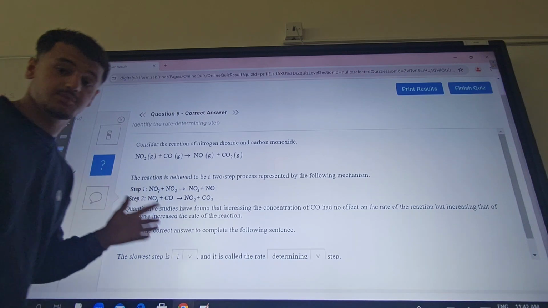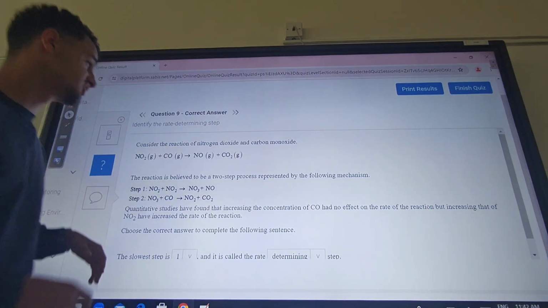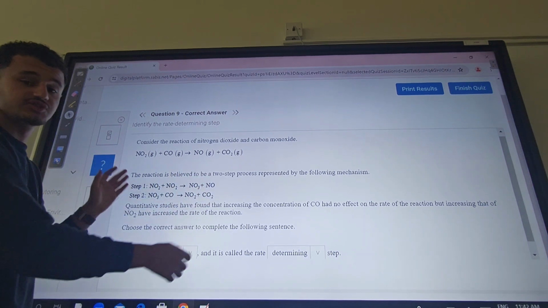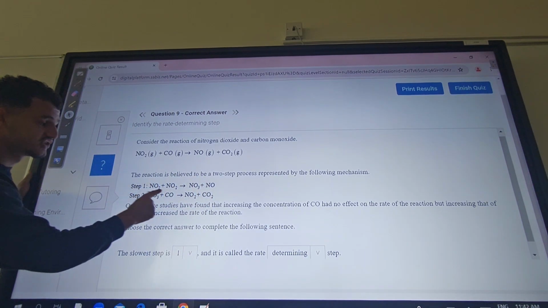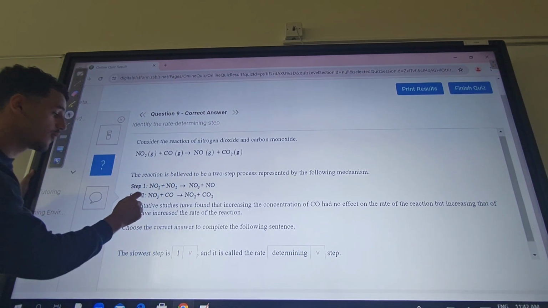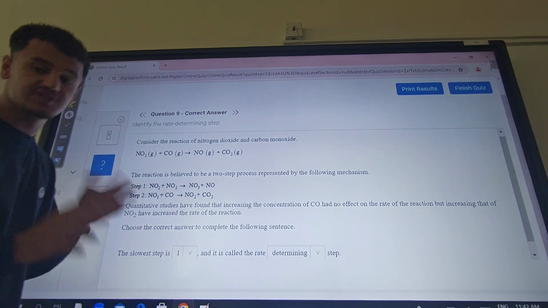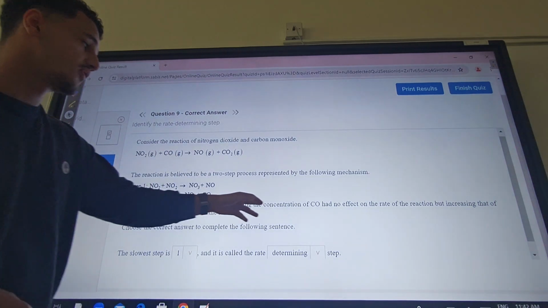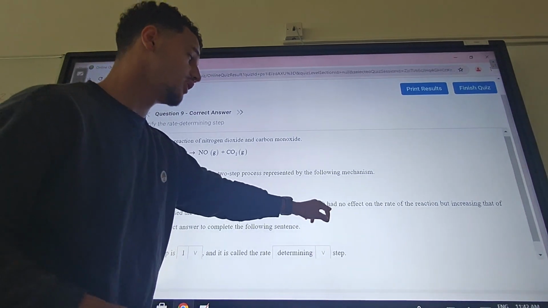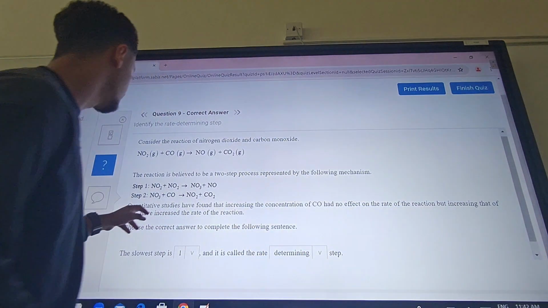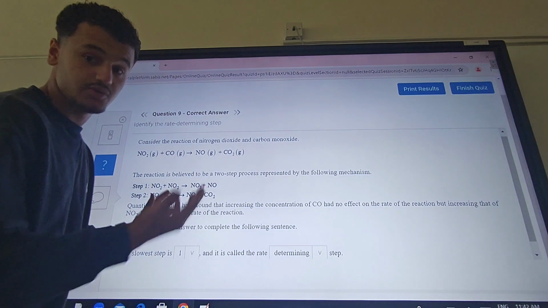This one wasn't in the AMS quiz, and I think they're going to bring a question like this. You have a reaction like this, and there are 2 steps. They told us it's a 2-step process. Step 1 is NO2 plus NO2 to produce NO3 and NO. Step 2 is NO3 plus CO to produce NO2 plus CO2. Please read the question. The studies show that if you increase the concentration of CO, it will have no effect on the rate. But if you increase that of NO2, it will change the rate of the reaction.